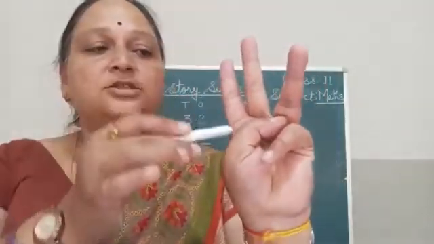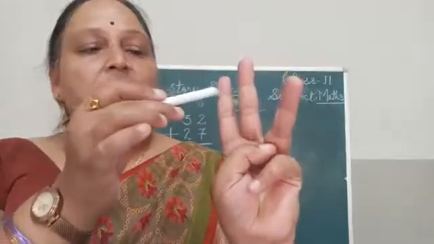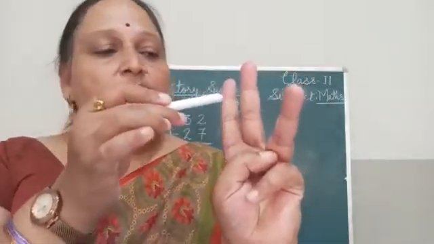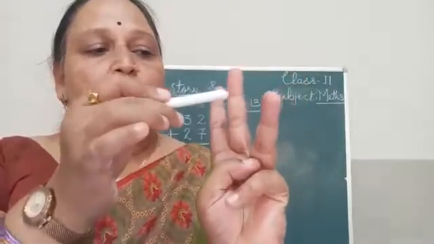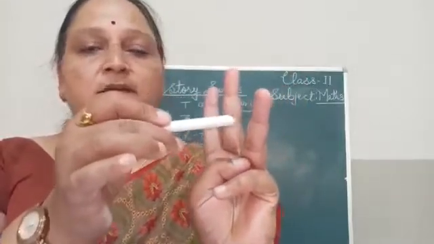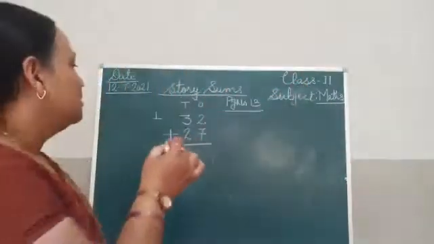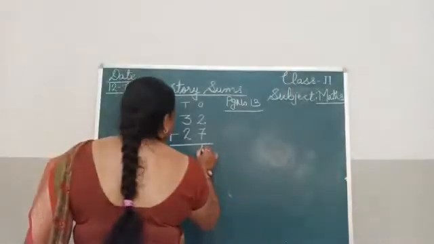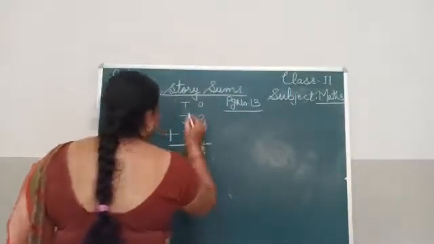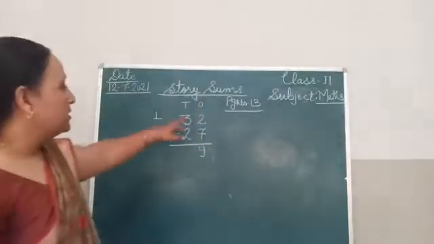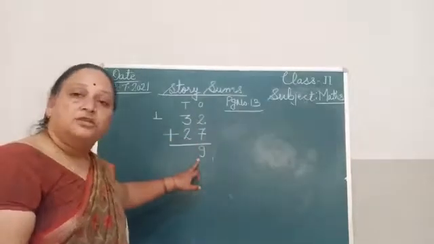Now we will count all the lines. 1, 2, 3, 4, 5, 6, 7, 8, 9. So 2 plus 7 is equal to 9. So we will write 9 under the ones place.